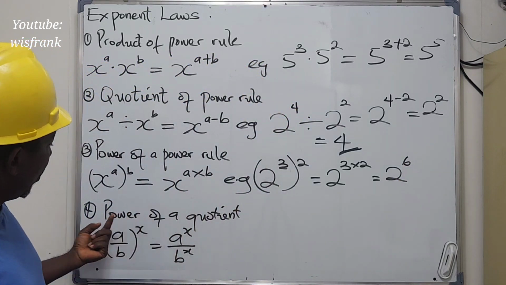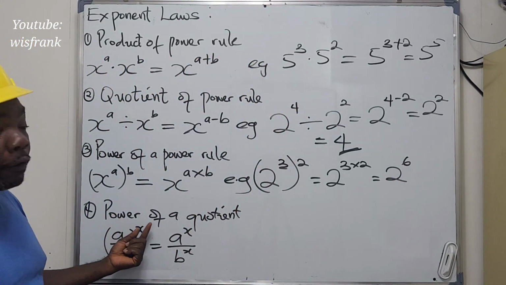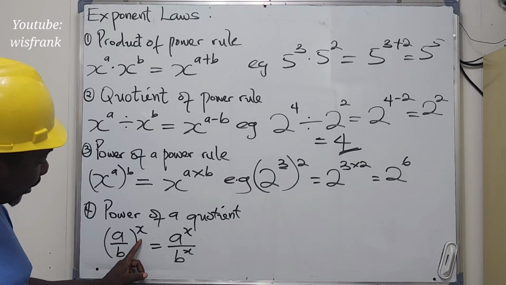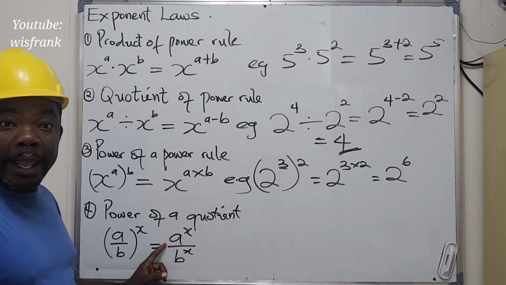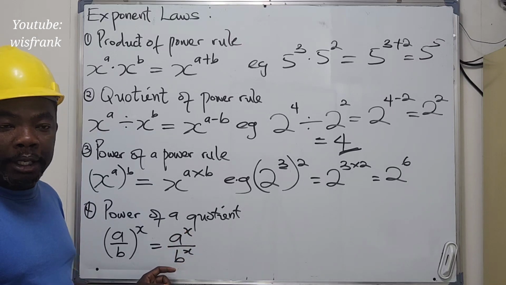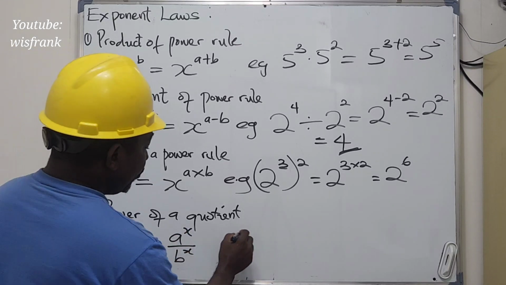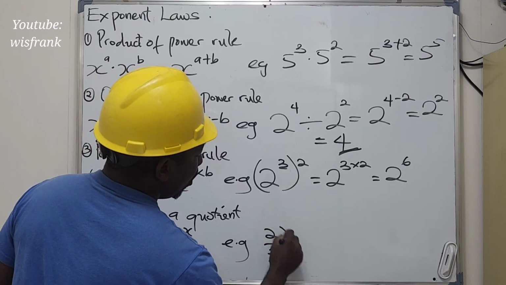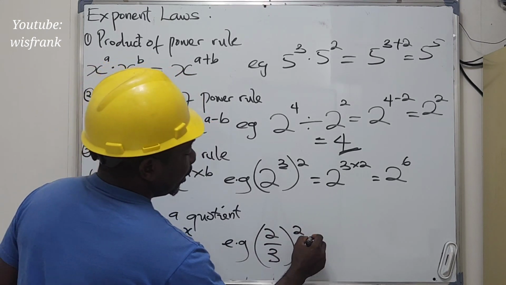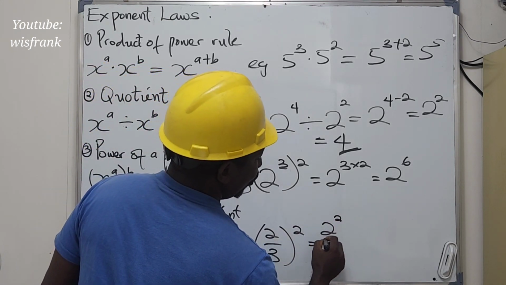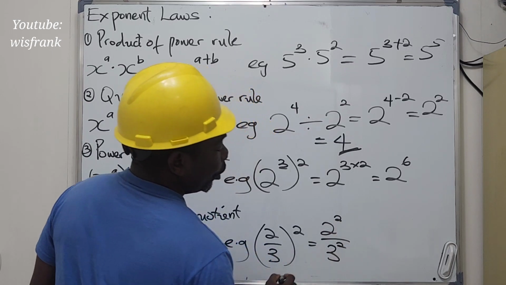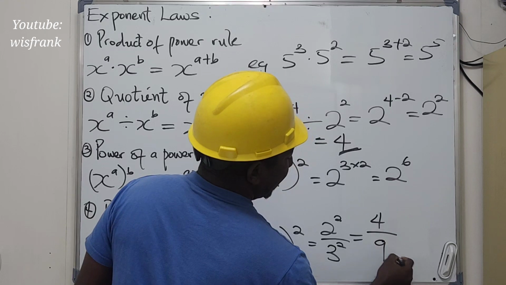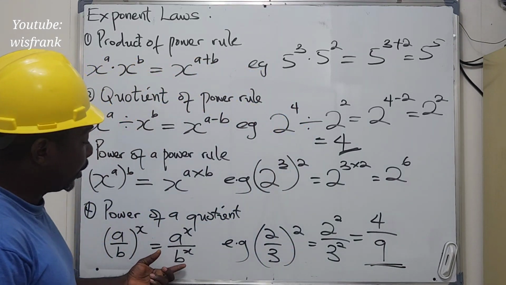Here, in the fourth one, we have the power of a quotient, where we have a all over b, all to the power of x. It's the same thing as a to the power of x all over b to the power of x. Same thing when we have, let's say, for example, 2 all over 3, all to the power of 2. It is the same thing as 2 to the power of 2 all over 3 to the power of 2. Doing so, this will be 4 all over 9. So this is the answer to this expression.